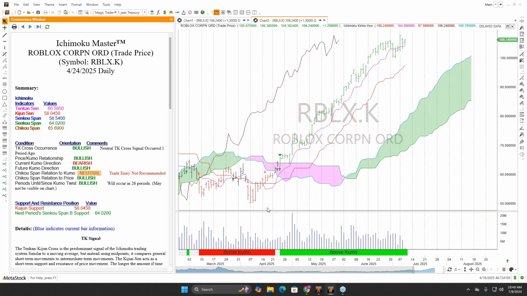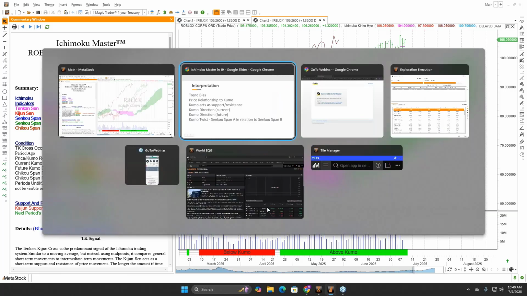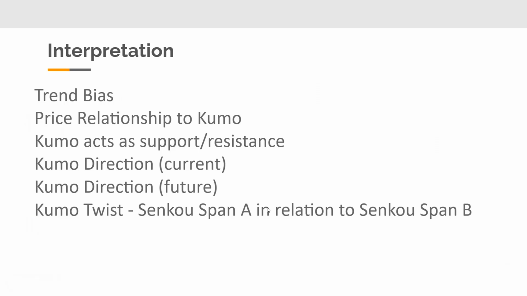The reason I like to show this to you now is there's a lot of interactions. The cloud is very important to the Ichimoku method, and this just helps us keep track of it. All right. So again, this is all of the things the actual cloud is used for. Trend bias, the relationship to the Kumo. The Kumo does act as support and resistance. You can treat that as a support and resistance area. The Kumo direction now and in the future is important. And your last Kumo twist, those are all the important parts about that. And the commentary does help you keep track of that.